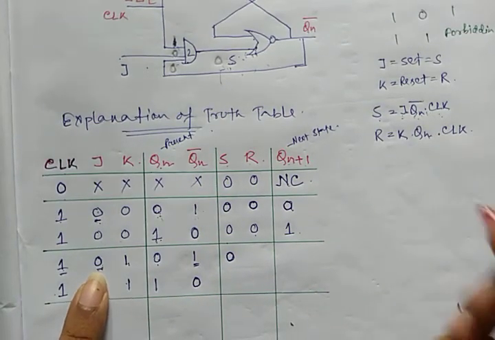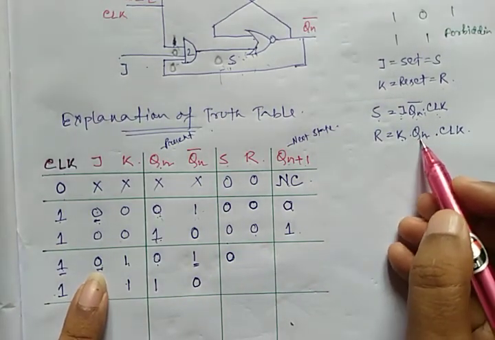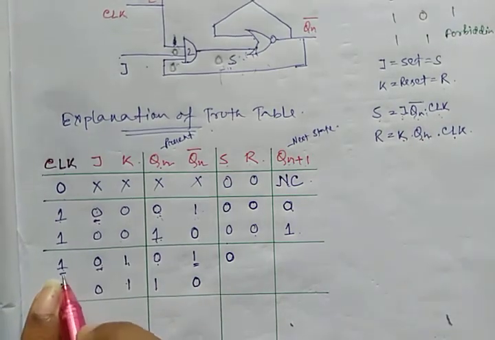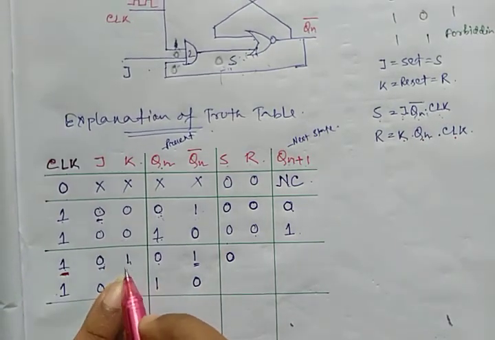And for the R value, K, Qn, clock. Clock is 1, K is 1.